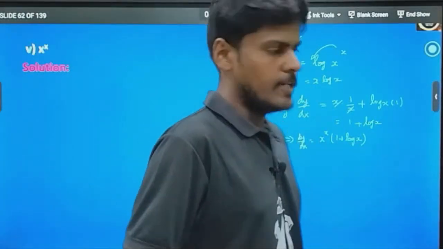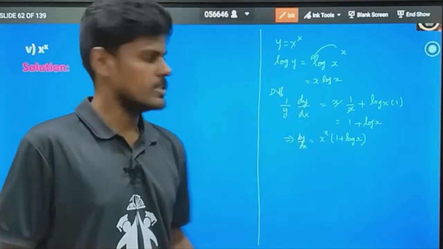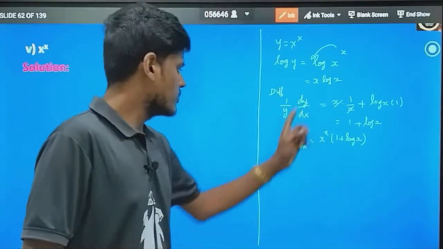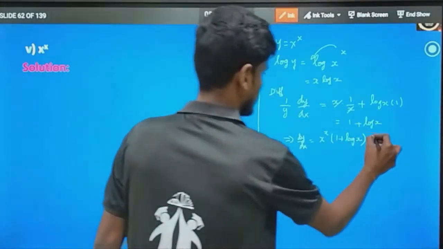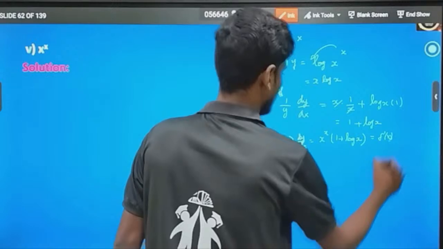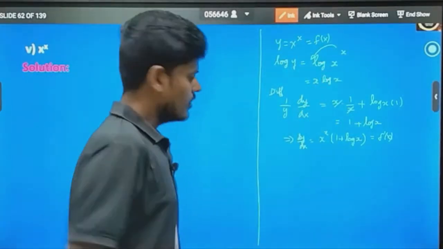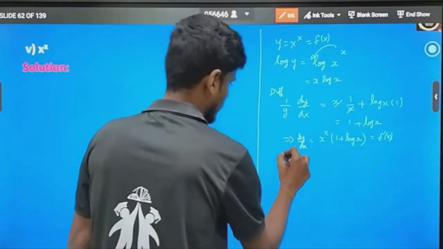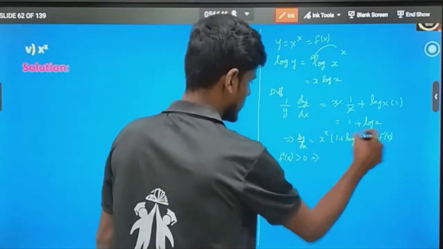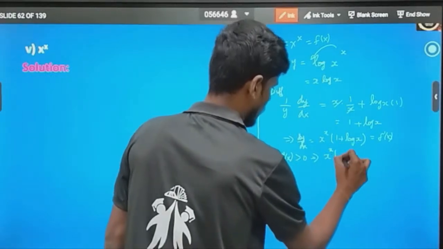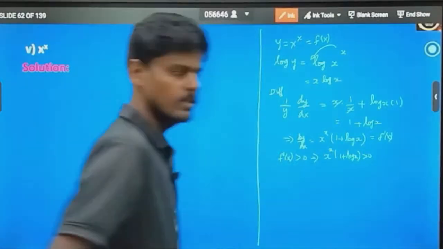Next, for the increasing and decreasing nature of the function, this dy by dx, which is f dash of x, should be greater than 0. If it is greater than 0, the function is increasing, where y is f of x. Now f dash of x greater than 0 implies x power x into 1 plus log x should be greater than 0.